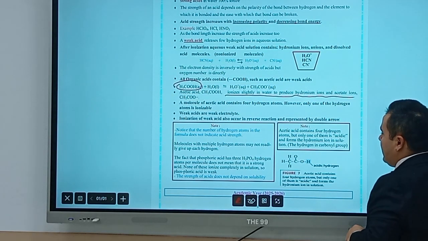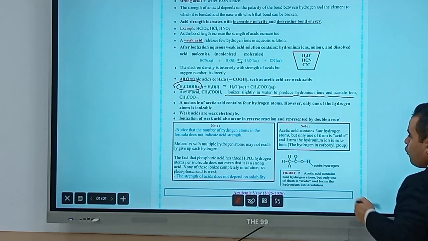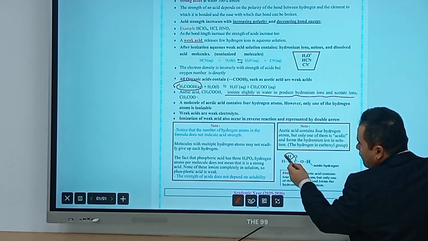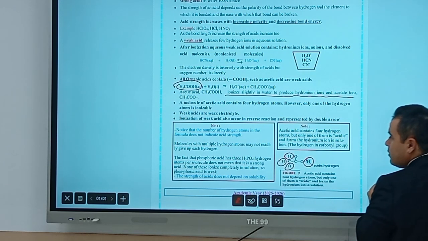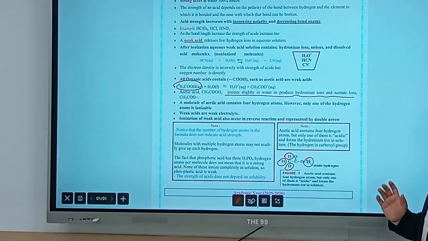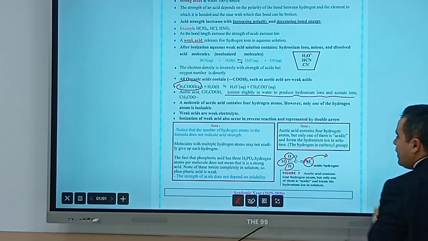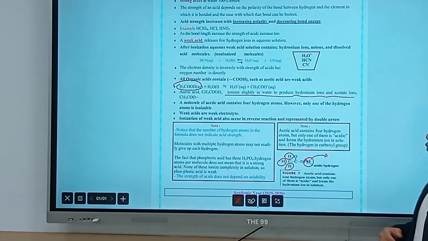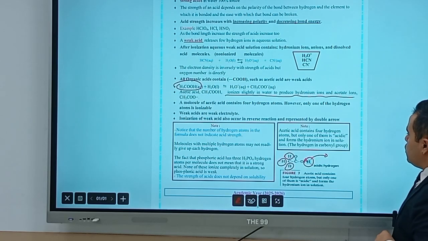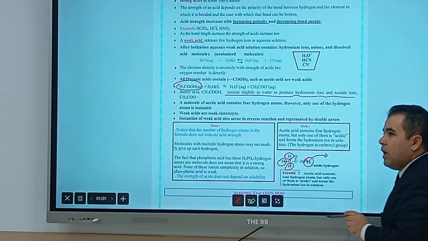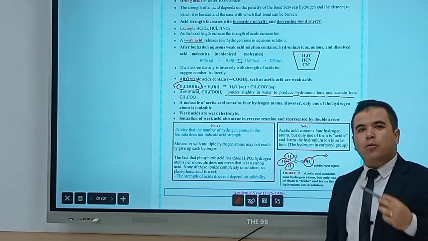For acetic acid, guys, it has four hydrogens. Here we have a property for acetic acid. It has four hydrogens, but only one of them has a polar bond, and it has a tendency to donate only one. That's why it has only one acidic hydrogen, or we can say one acidic proton, to be released in the solution. The other 3 hydrogens are bonded with carbon, and hydrogen with carbon has a nonpolar bond.